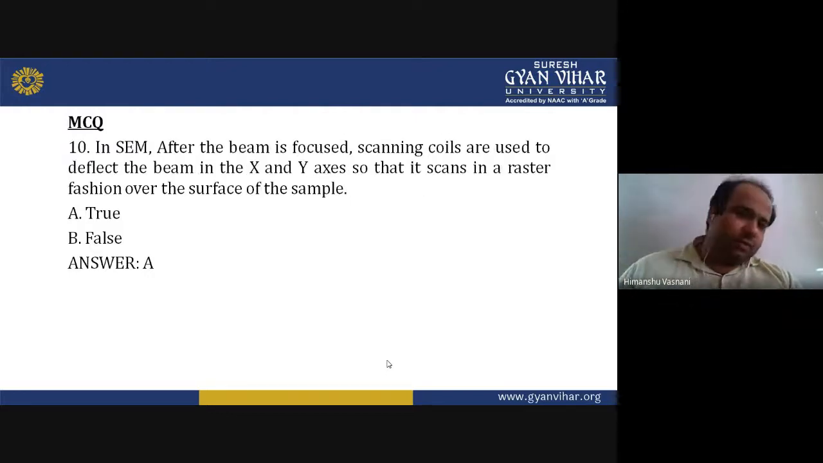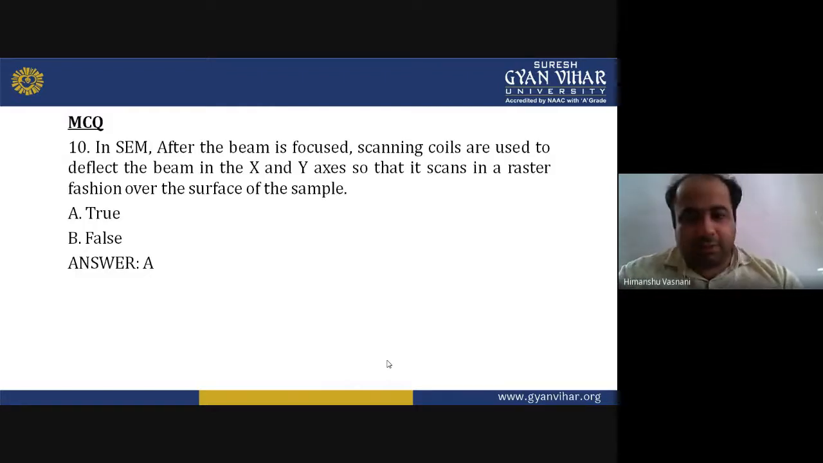In SEM, after the beam is focused, the scanning coils are used to deflect the beam in the X and Y axis so that it scans in a raster fashion over the surface of the sample. Understand the statement and then try to answer it. So, what do you think? The scanning coils deflect the beam in the X and Y axis, so it is scanned in a raster. So I think it's true. A is the answer.